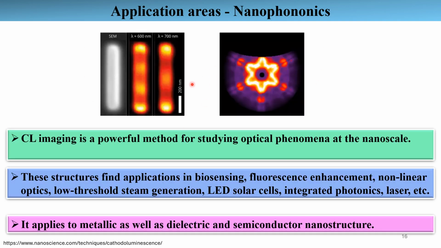Also, CL can be used as a powerful method for studying optical phenomena at the nanoscale. These structures find applications in biosensing, fluorescence enhancement, non-linear optics, low threshold steam generation, LEDs, solar cells, and integrated photonic lasers and so on. CL can be applied to metallic as well as dielectric and semiconductor nanostructures.